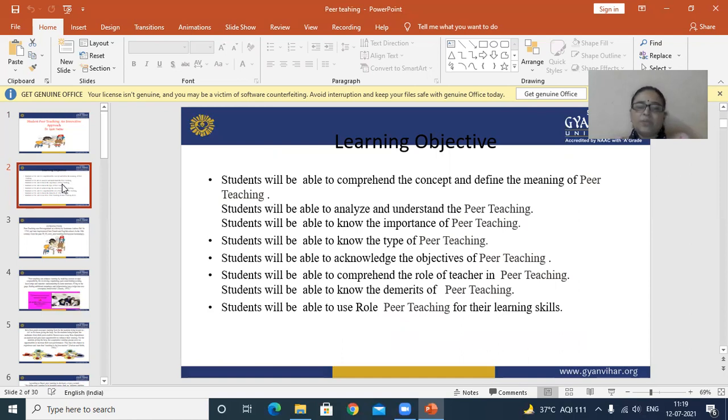Students will be able to comprehend the role of the teacher in peer teaching. Students will be able to know the demerits of peer teaching. Students will be able to use peer teaching for their learning skills.